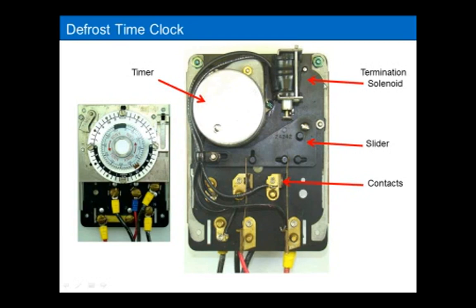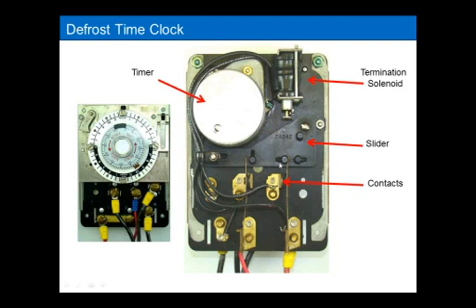Now early on I talked about, well, let me go back. Here's my connection points right down here. This is where I'm going to switch from my compressor on to my compressor off and my heaters on. On an electric defrost system, I'm not going to have my compressor on at the same time I have my heaters on. It's going to be one or the other.